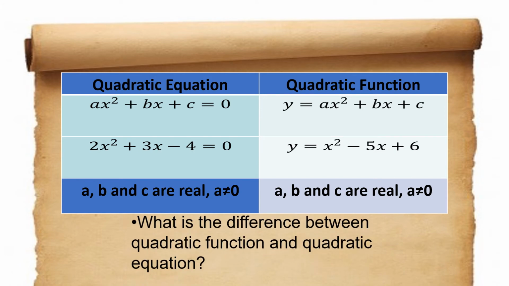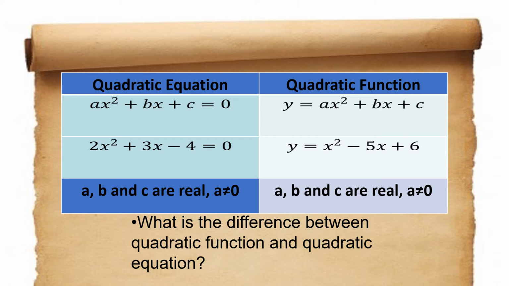So what is the difference between quadratic function and quadratic equation? Quadratic equation is a one variable equation dealing with one variable. Quadratic function deals with two variables, the x and y. By the way, x and y can be replaced. Pwede yung mapalitan by any letters from A to Z.